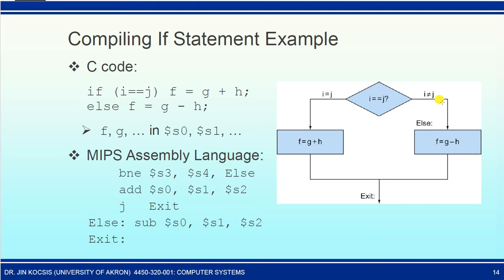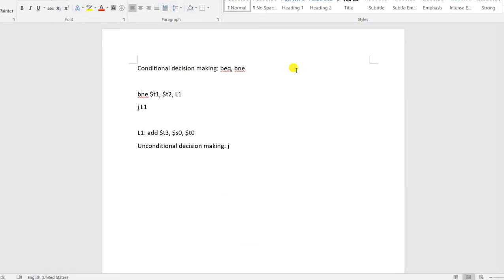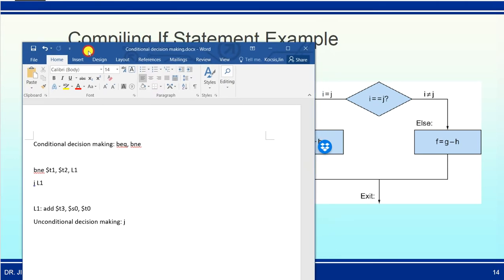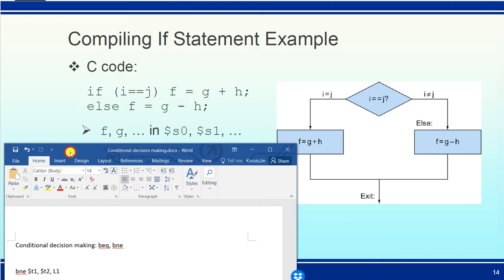Here, you have to get a better understanding. Let's try to represent assembly language corresponding to this high-level language. Let's try to do that together. What this says is I try to check whether i and j are equal or not. If they are equal, I will implement f equals g plus h. If i and j are not equal, I will implement f equals g minus h.